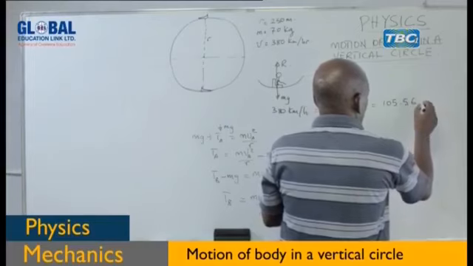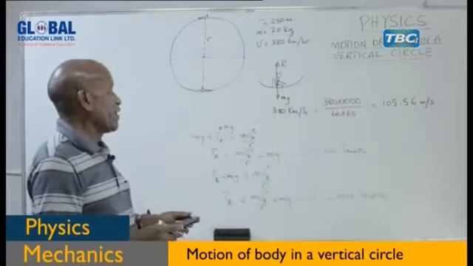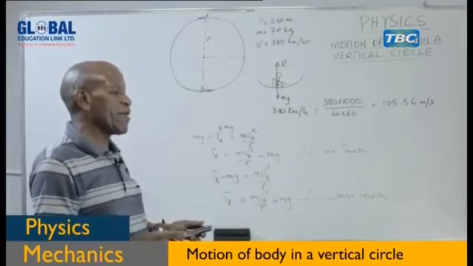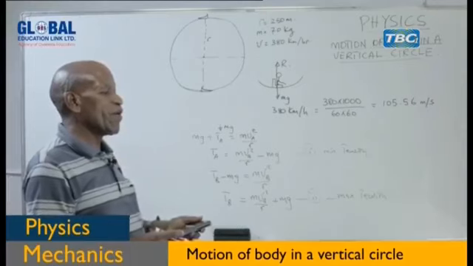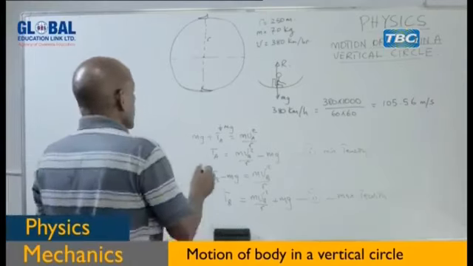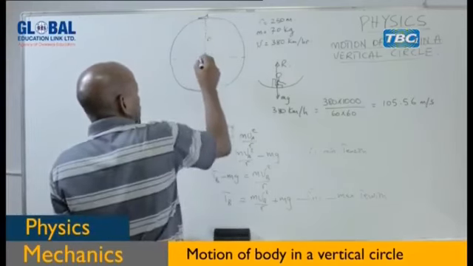105.5, let me take 56 meters per second. And then we are asked to determine the force exerted by a seat on a pilot at the top and at the bottom. So let us start at the top.